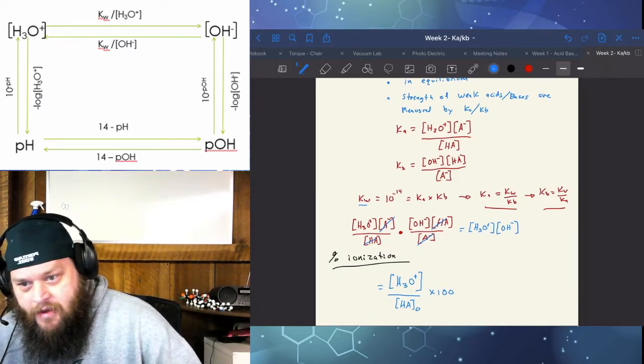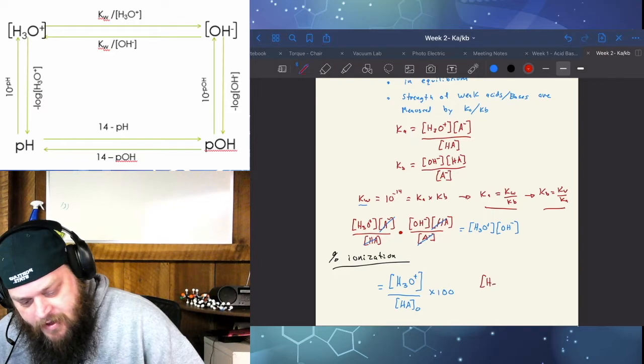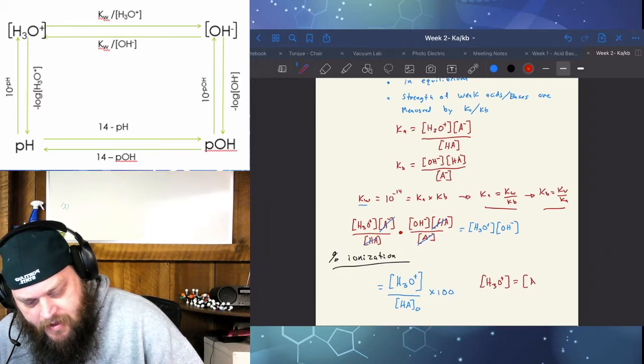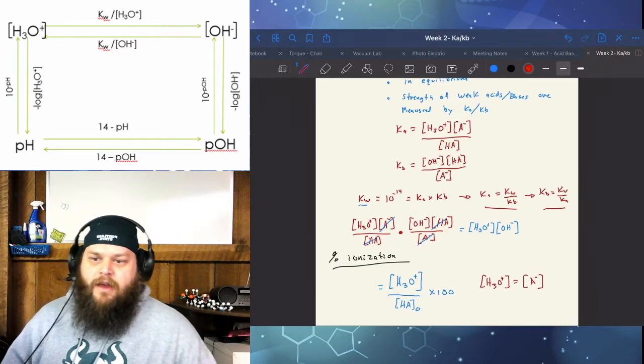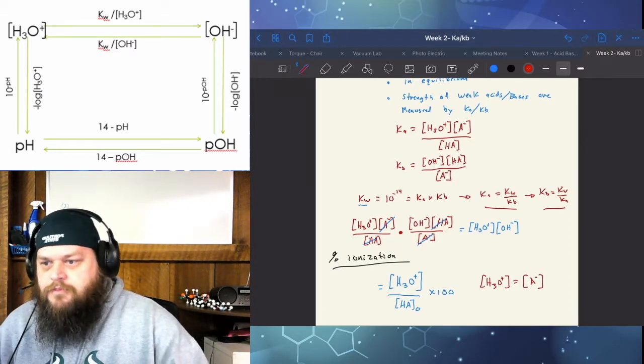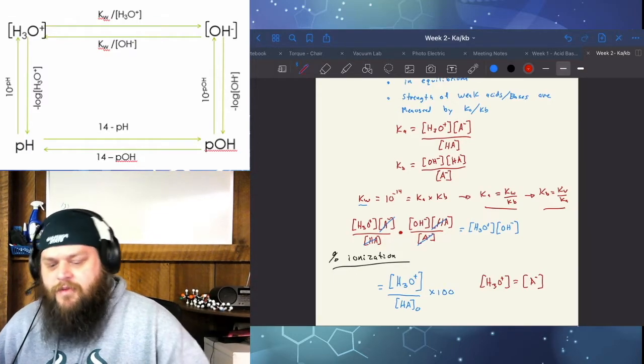And we should note that the concentration of H3O plus is going to be equal to the concentration of the conjugate base, we'll say A minus, assuming you have a monoprotic acid. So let's try a few problems using some of these.